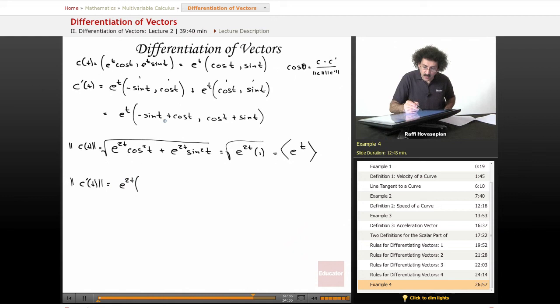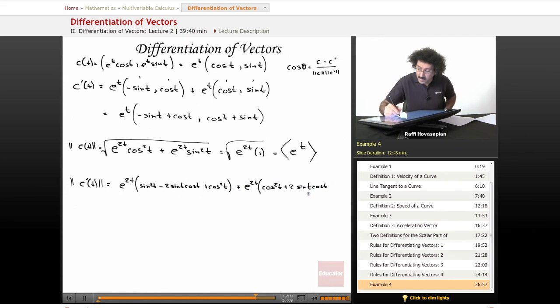This dotted with itself, you're going to end up with sine squared t. This times itself is going to be minus 2 sine t cosine t plus cosine squared t, then plus e of 2t times cosine squared t plus 2 sine t cosine t plus sine squared t. And all of that is going to be under the radical.